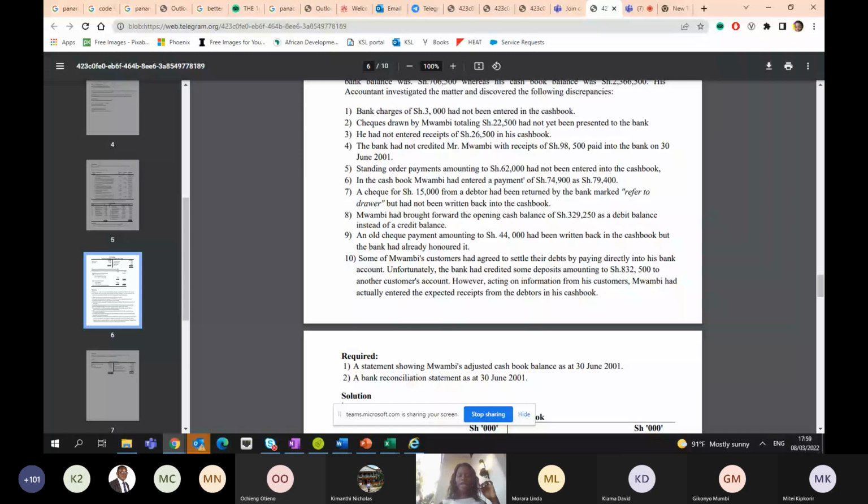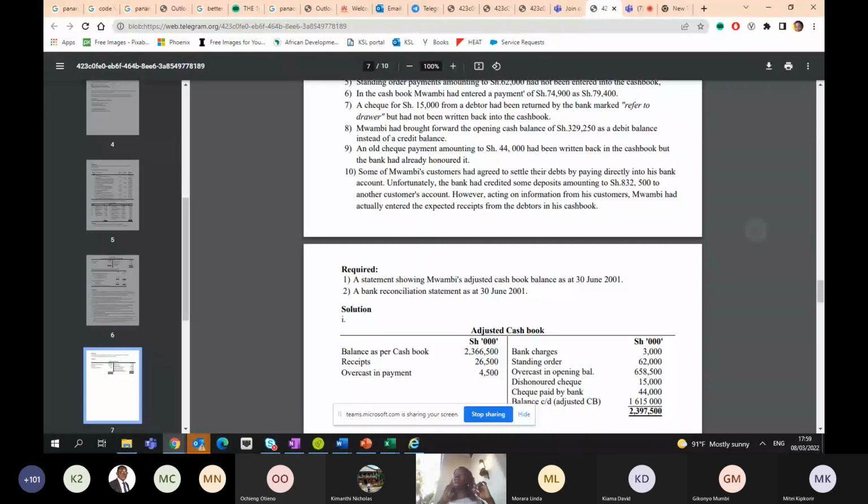Then he had not entered receipts of 26,500 in the cash book. So that one is not a check issue. That is just an error in the cash book. So we are going to add it. Basically he had understated his cash book by 26,500. So we are going to add it over there.